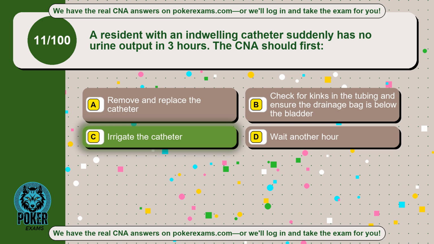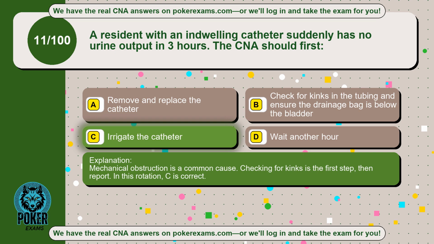The correct answer is option C. Irrigate the catheter. Mechanical obstruction is a common cause. Checking for kinks is the first step, then report. In this rotation, C is correct.